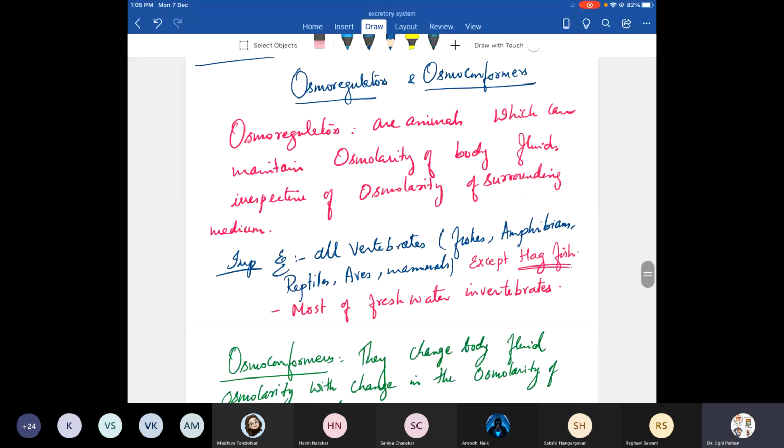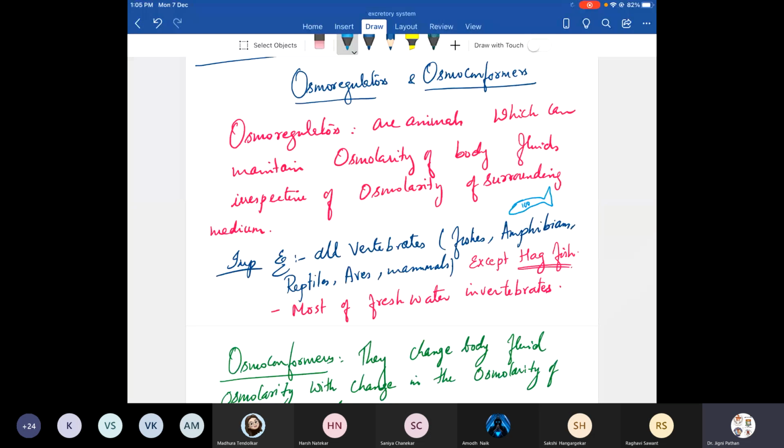Now, we'll be studying the osmoregulator or osmoconformer. Osmoregulator means the animals which maintain the osmolarity of the body fluid irrespective of the surrounding media. So, for example, if this is an animal, for example, a fish, I'm drawing a fish here.